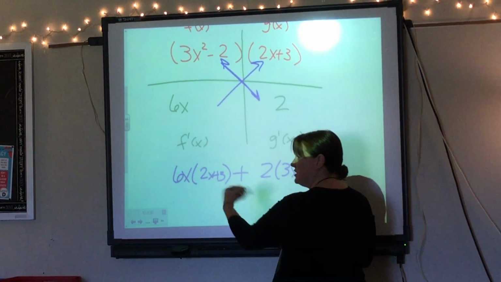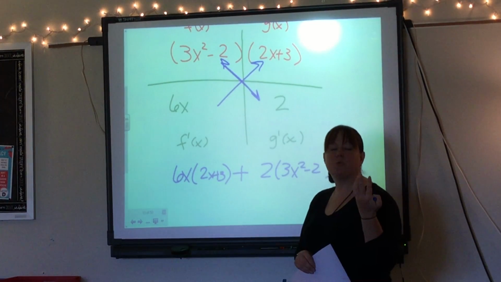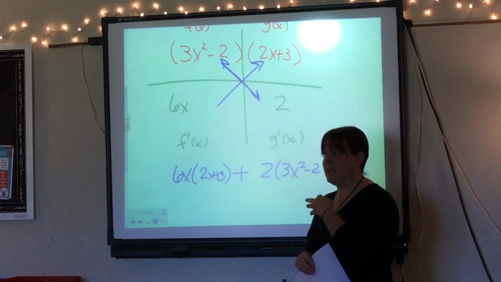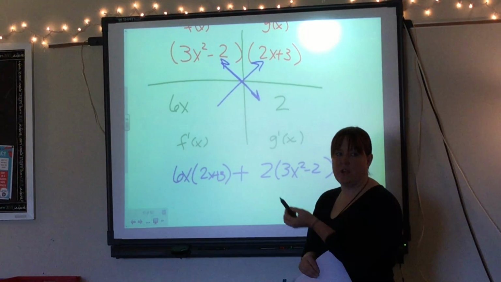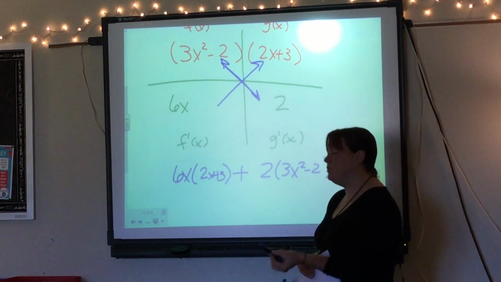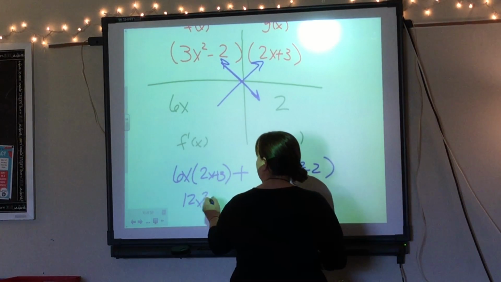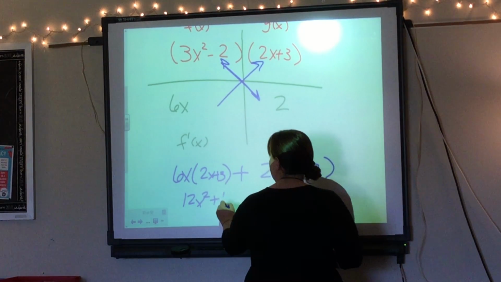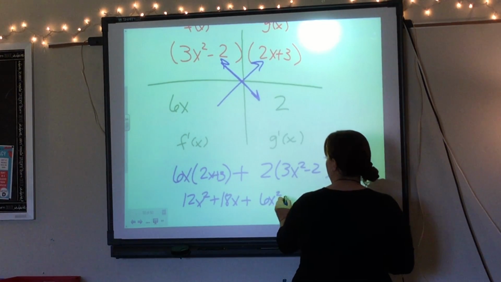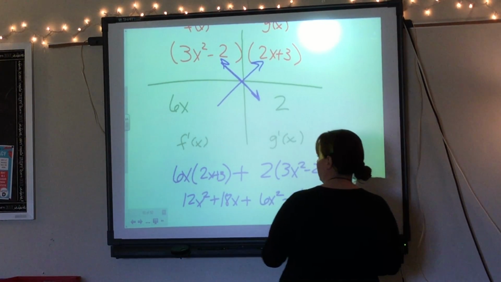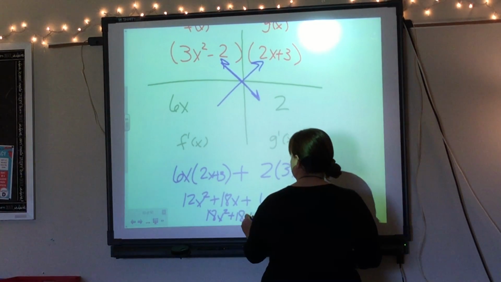And then we just do the algebra. If this were on a free response, you could just leave it like this, but more often than not, something like this is going to be on multiple choice, and your answer is not going to look like this. You do need to know how to do your algebra, so let's do that. We have 12x squared plus 18x plus 6x squared minus 4. So we have 18x squared plus 18x minus 4.